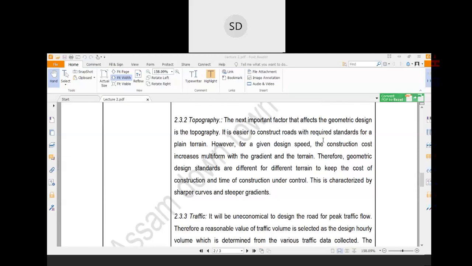So the next portion is topography. How is it affected by topography? The next important factor that affects the geometric design is the topography. Topography means the nature of the area: whether there is any undulation, whether it is a hilly area or a plain area. Basically, that indicates the topography of an area.